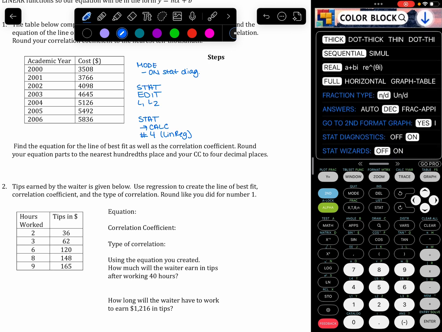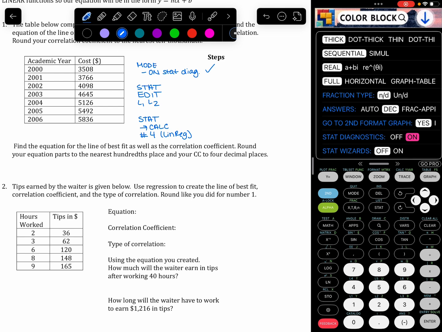Okay, so the first thing that we have to do is go to mode. Now, your calculator will look a little bit different than mine, but towards the bottom, do you see the second from the bottom is stat diagnostics? Yours will likely be off, so you need to make sure that it is on. For us, you just click it and it turns on, but for the TI-84 calculators in class, you'll have to scroll over to on and then hit enter, and then it's going to be the same from there. Okay, so I've already done my first step.